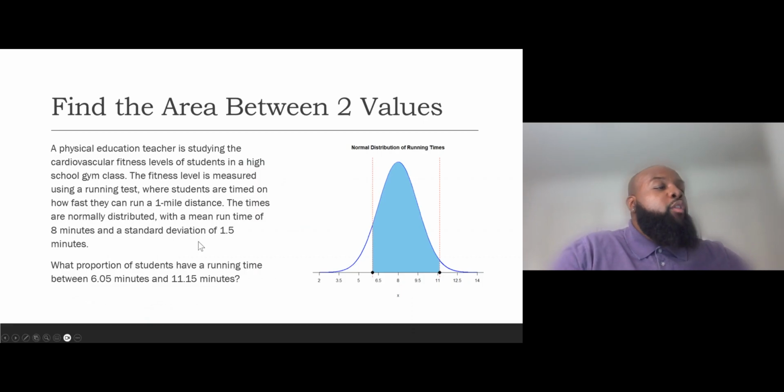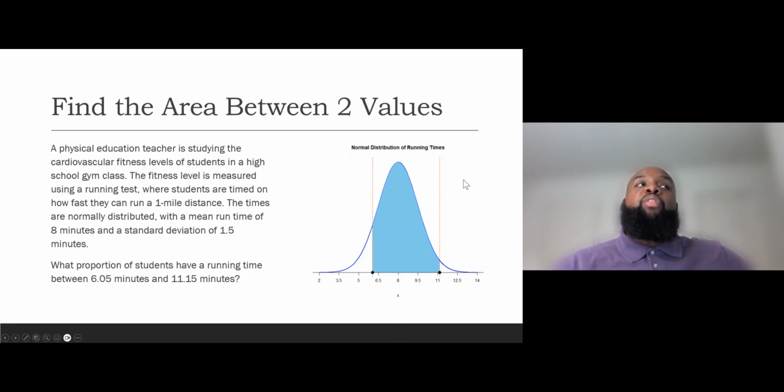Well, if I want to know the proportion, I have to find the area under the curve between these two values here. Now, I have my normal distribution. It's centered at 8, and I labeled my horizontal axis in standard deviation units. So I went up 1.5 standard deviations, and so on and so forth. And then I've labeled 6.05, which is this point here, and I've labeled 11.15, which is this point here. If I want to know this proportion, I need this area under the curve, right?